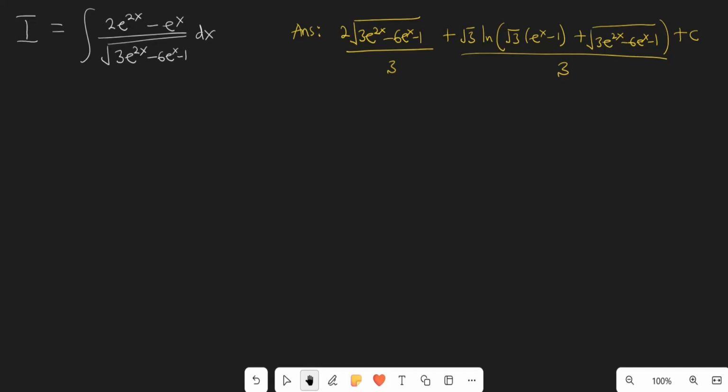Integral challenge, we'll look at this integral. So the answer is shown on your right hand side in yellow pen. So let's start off by really looking at this integral again.